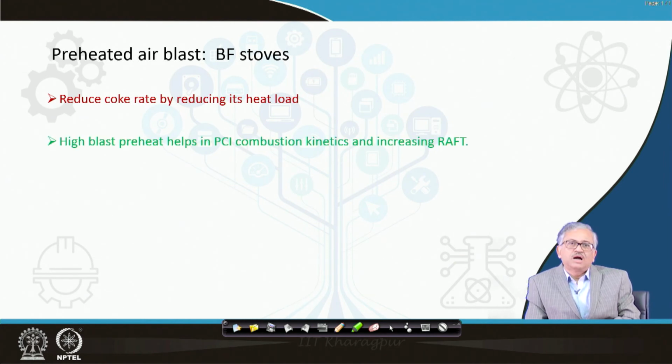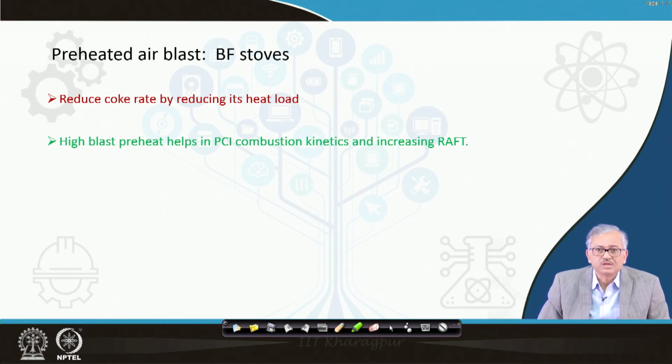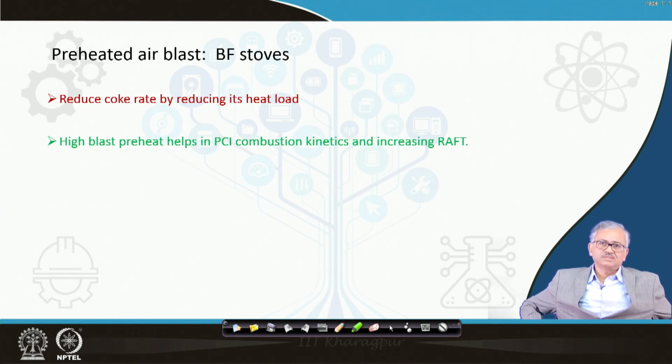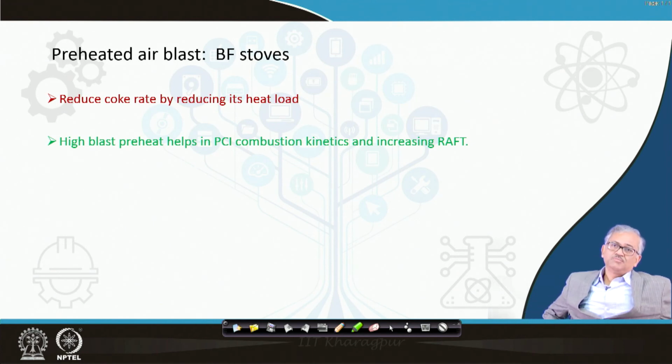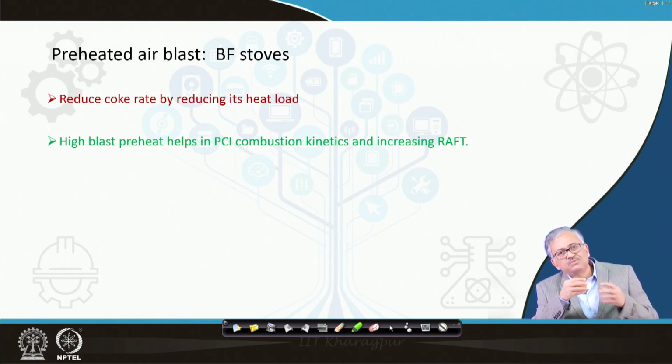High blast preheat helps in combustion kinetics and increases the RAFT. This is a very important point. Not only does blast heat reduce the coke rate, but nowadays a blast preheat of 1200 degrees centigrade is essential when you are charging PCI. The hot blast can heat up the coke very quickly, and every process will be faster, because at higher temperature kinetics is very fast. Coal combustion also will be facilitated with preheated air, because when you charge the PCI, it interacts quickly with the hot air.